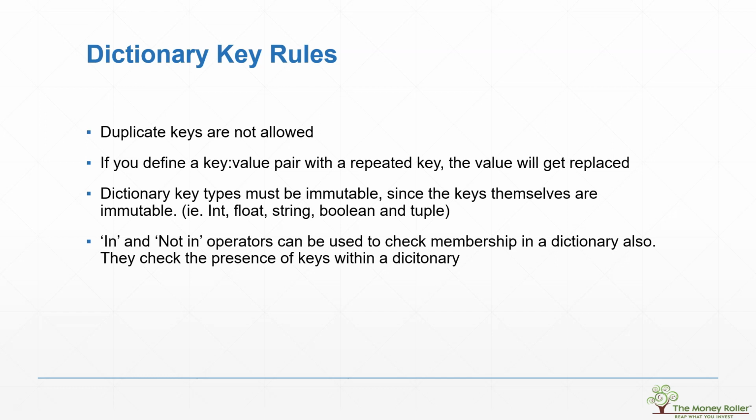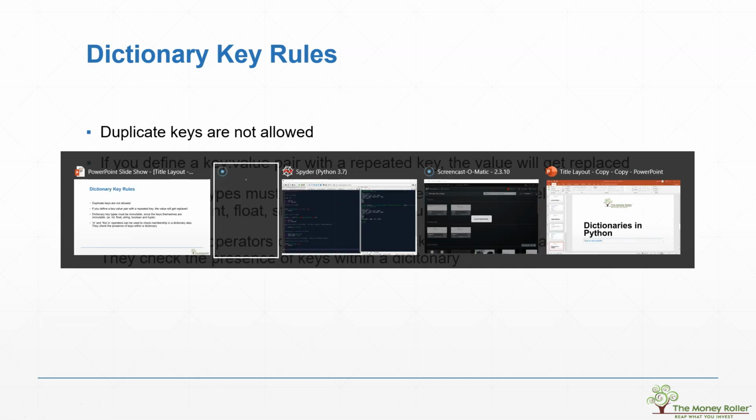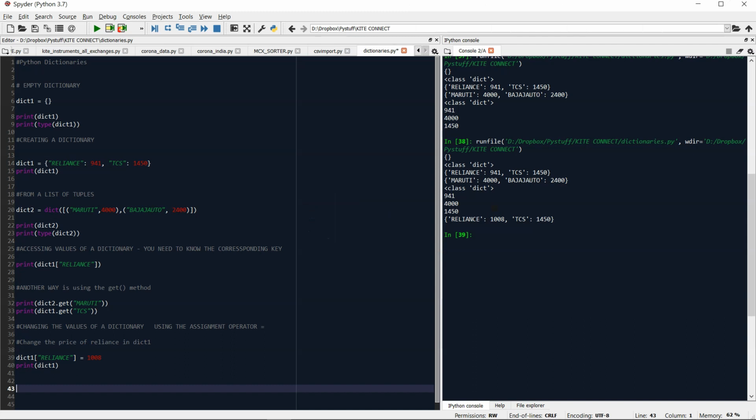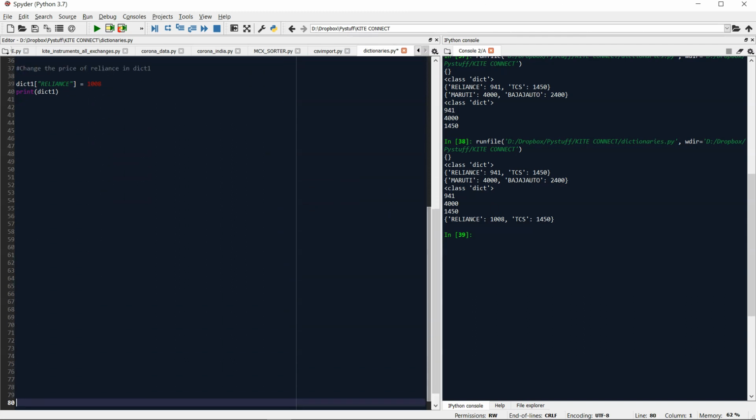You can also use the in and not in operators to check membership in a dictionary, where they check the presence of keys within a dictionary. We'll get to that later. So for the time being, just remember these few rules of the keys: first, duplicate keys are not allowed, and second, the keys are immutable, so you can use these data types to form a key, that is int, float, string, boolean, and tuple. Now let's get back to Python and take a detailed look at dictionary keys.